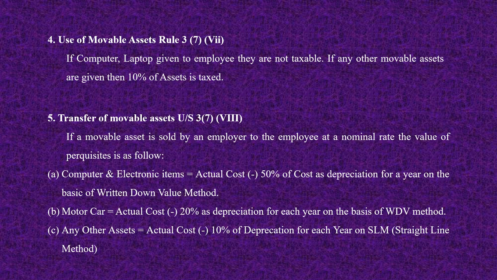Then if any other asset, apart from electronic items, computer or motor car, is being sold to the employee, how do you calculate? Actual cost minus 10% depreciation for each year on the straight line method. So there is a difference between the other two, computer and motor car, and other assets, which is 10% on the straight line method. This you have to remember.